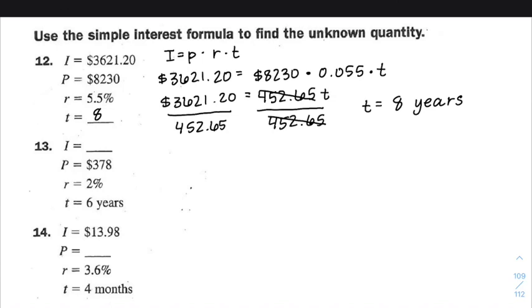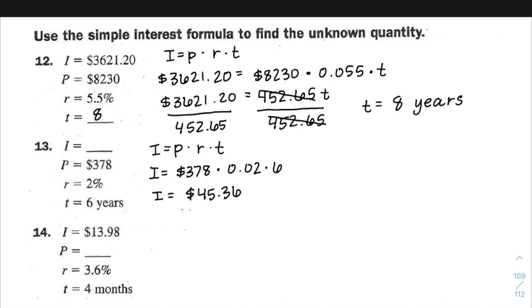Now that you've had some time to try number 13 and number 14 on your own, let's check your work. On number 13, you're solving for the interest. We're going to start by writing down our simple interest formula. The principal amount is $378. The rate is 2%. In decimal form, that's 0.02. And the time is 6 years. To calculate the interest, all you need to do is multiply these values together. When I multiply these values, I get $45.36. So the interest earned on the account is $45.36. And that is the answer to number 13.